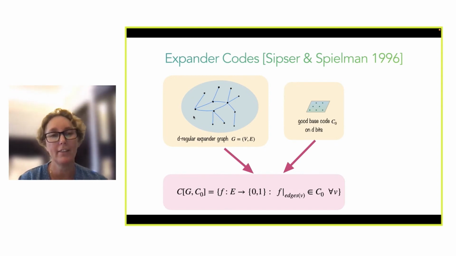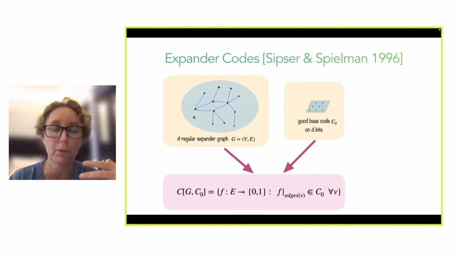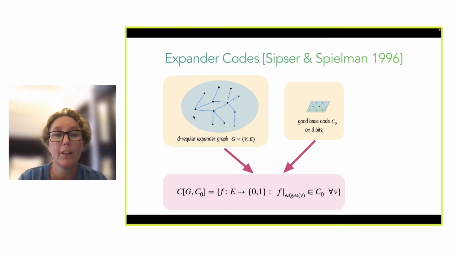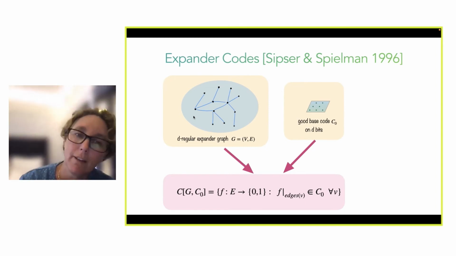And the way they did it is that they defined the code using the two components. They said, who are the code words in my new code? They're all the functions on the edges of the graph, such that locally around every vertex, the vertex looks at the bits around it, and these bits need to belong to the base code. Why is this a good idea?